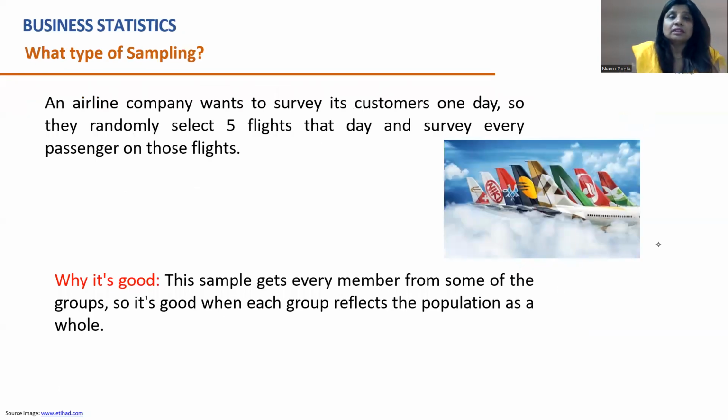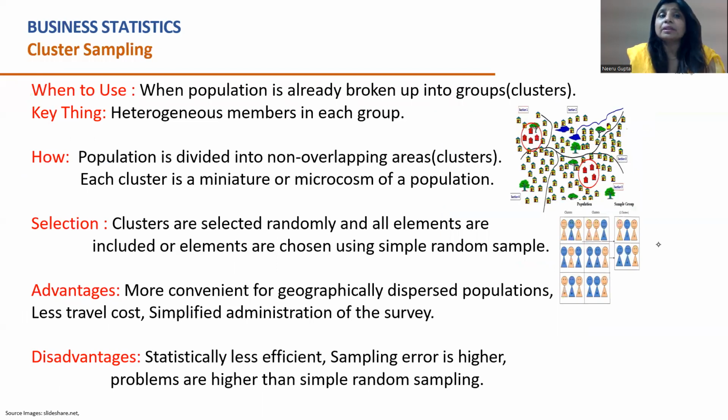Now, see another example. An airline company wants to survey its customers one day. So they randomly select 5 flights that day and survey every passenger on those flights. This sample gets every member from some of the groups, so it is good when each group reflects the population as a whole. What kind of sampling is this? This is cluster sampling.